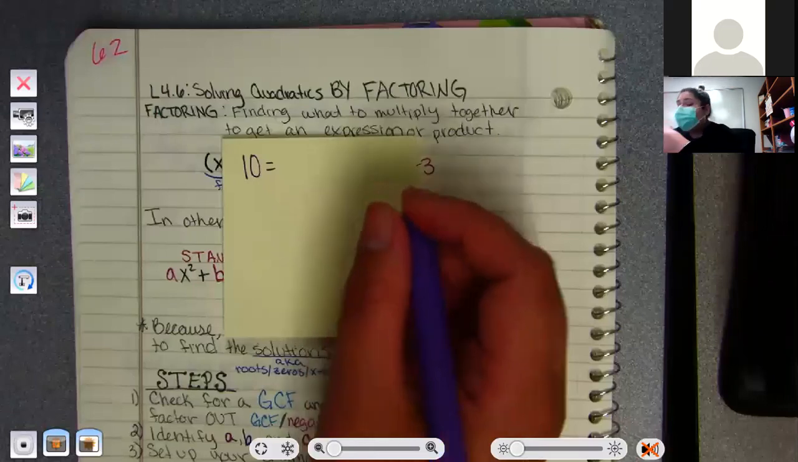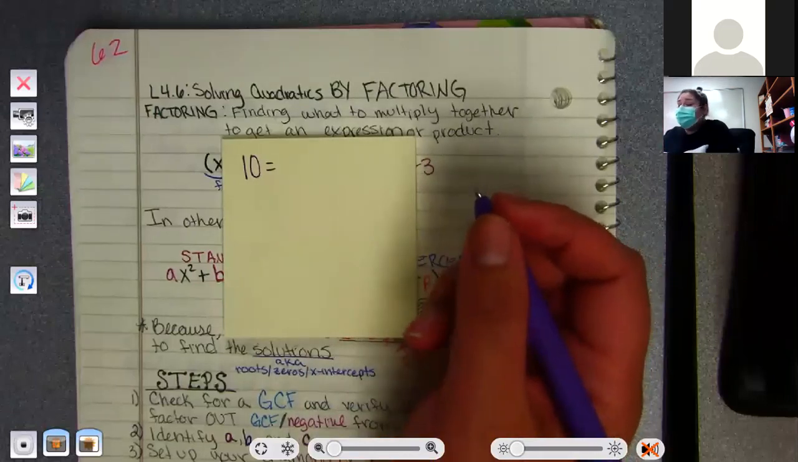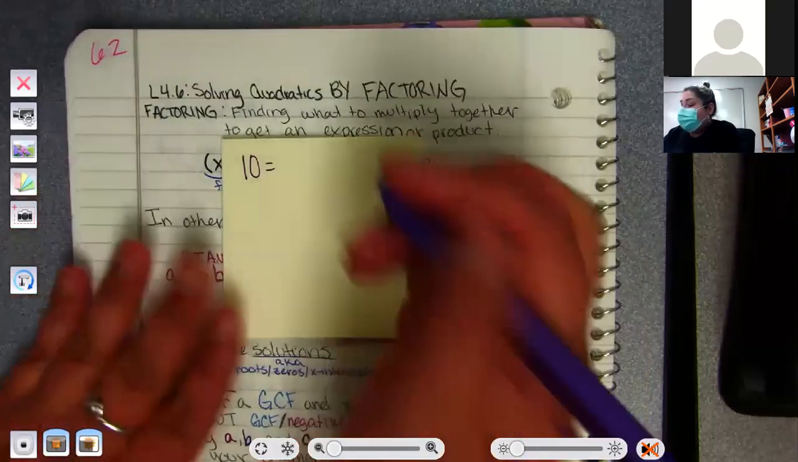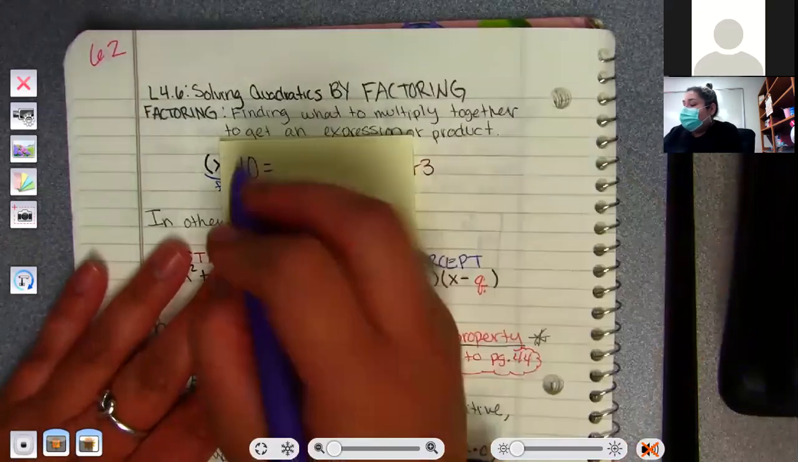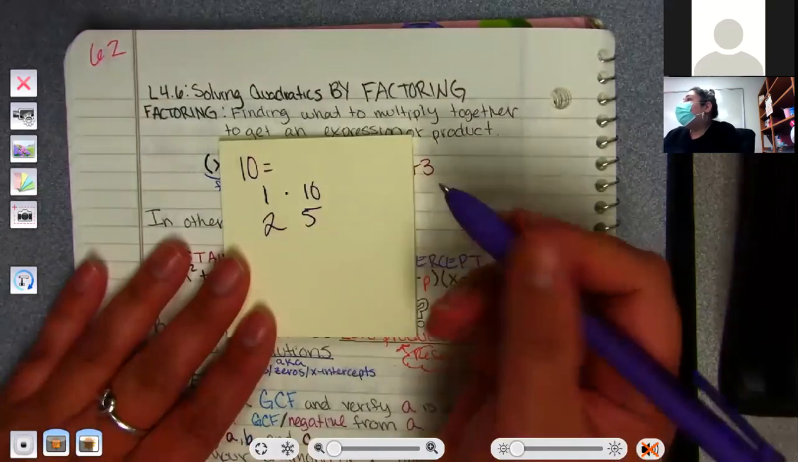All right, so we know what it means when I ask you of a normal number, right? What are the factors of 10? Well, you could have said 1 and 10, right? 1 times 10 is 10. Or you could have said 2 and 5. And then ta-da, that's it.